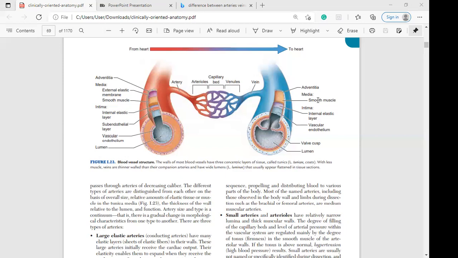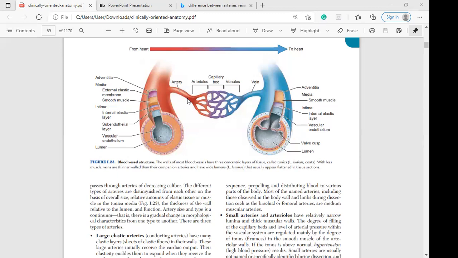Again, let's look at the capillaries quickly. We said they only contain one tunic. What is that tunic? They contain only the tunica intima and the basement membrane. That tunica intima has the endothelium with a basement membrane. So it doesn't have the adventitia, and it doesn't have the media.